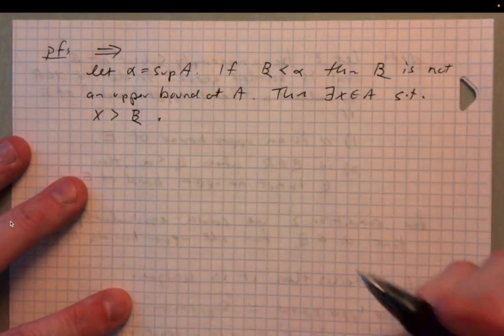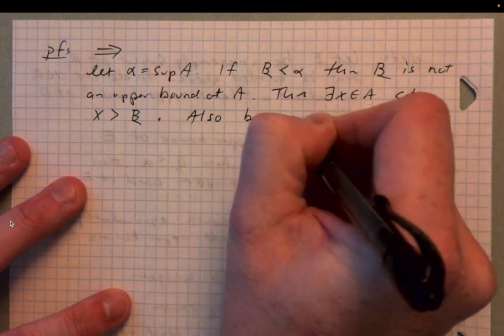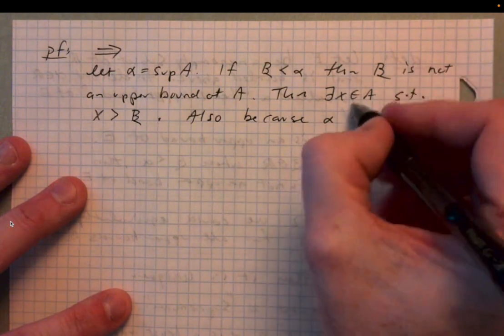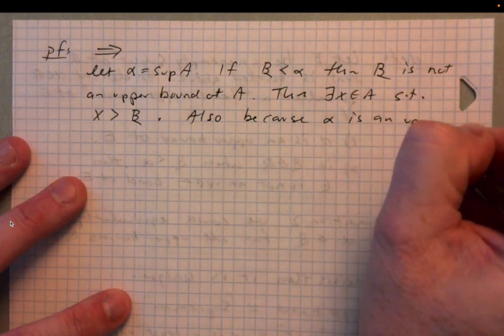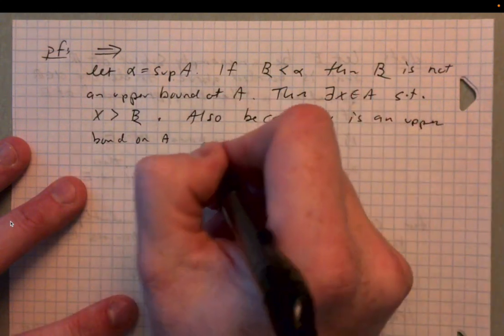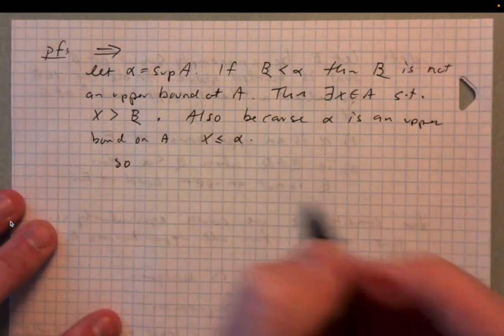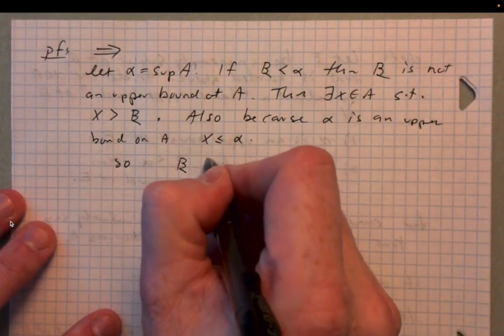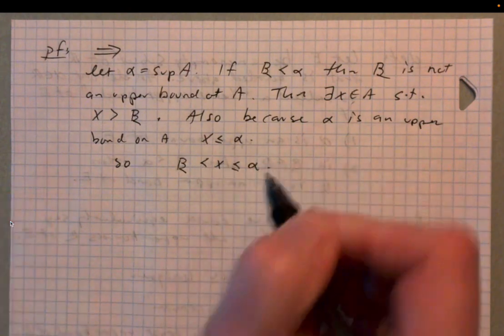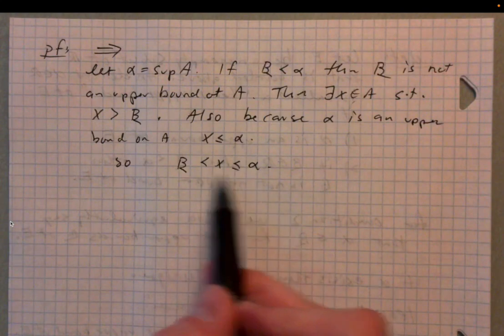All right, so that's the one piece of it. Also, because alpha is an upper bound on A, we have X is less than or equal to alpha. Right? And so in the one direction, we see clearly that beta is less than X, which is less than or equal to alpha. So that's the one way. So if you start from the fact that alpha is the least upper bound, it's clear that for any beta less than alpha, this relationship holds.